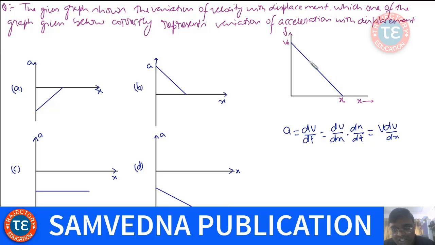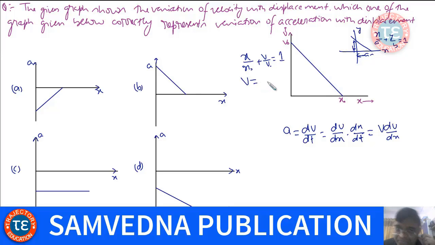And the equation of v versus x from this graph: see, I told you that if you have a straight line with intercepts a over here and b over here, the equation is given by x by a plus y by b equals 1. So I'll use that intercept form over here. So x upon x naught plus v upon v naught equals 1. Getting a point?